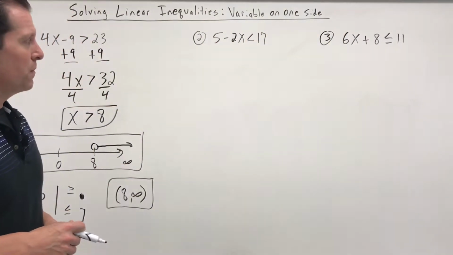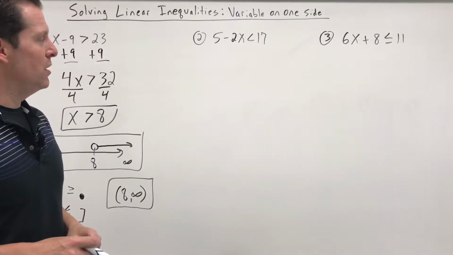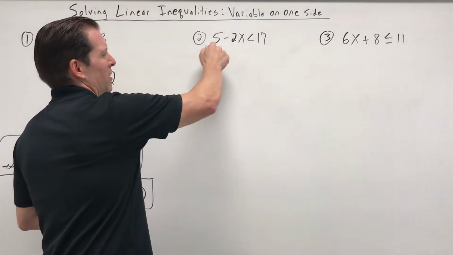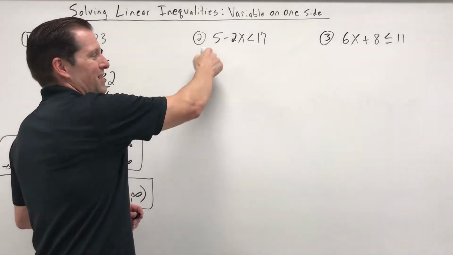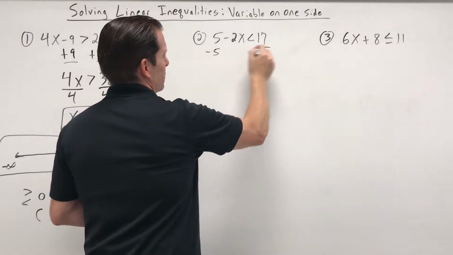So let's look at number 2. Again, it's going to wind up being a 2-step problem. So we want to get rid of that 5 first, because before you start doing a division, you want to get rid of your additions and subtractions. So this is a plus 5, so the inverse is going to be to subtract 5.